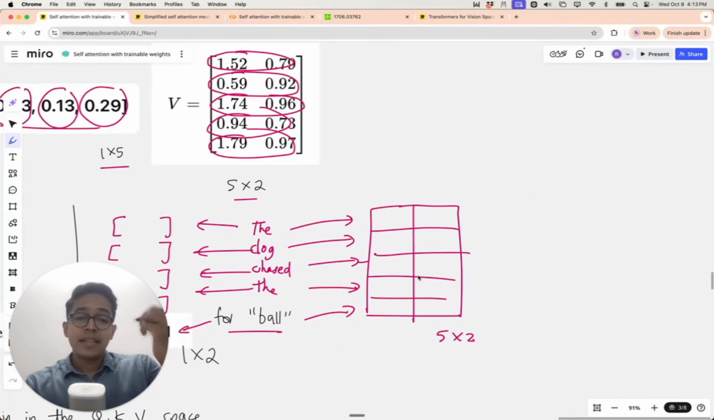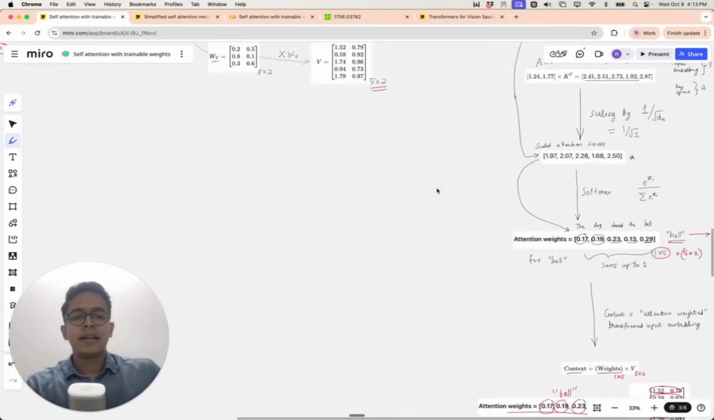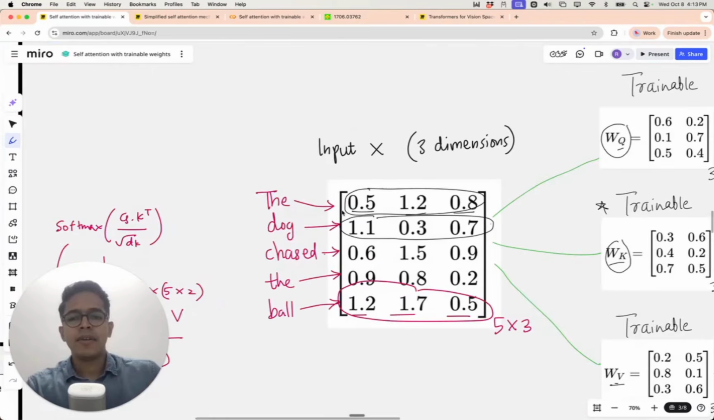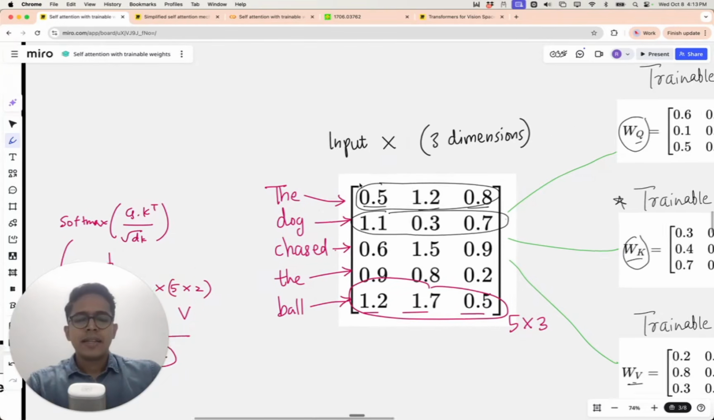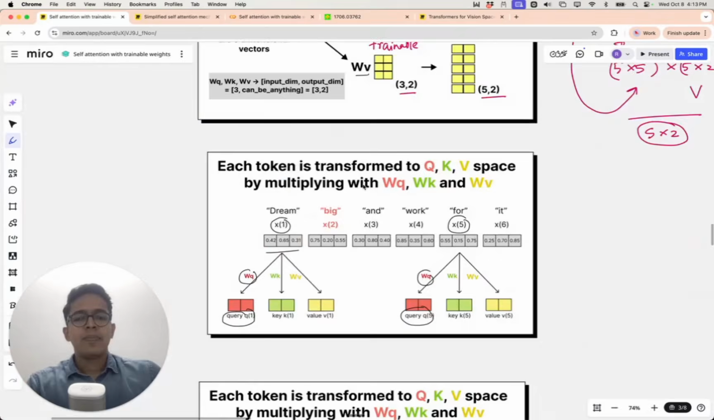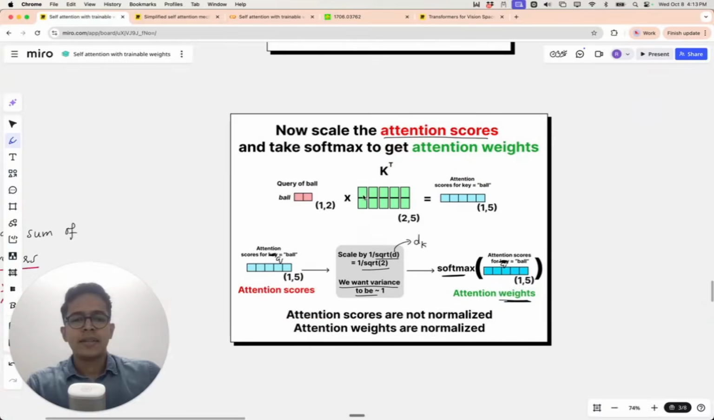And what was the initial token embedding? It was a 5 by 3 matrix. The initial embedding of the 5 tokens were each 3-dimensional. Then there were 5 such tokens. So each of them looked like this. And then finally they got transformed into 5 two-dimensional context vectors. So this is exactly what we do with the value matrix. So we use the value matrix like this.